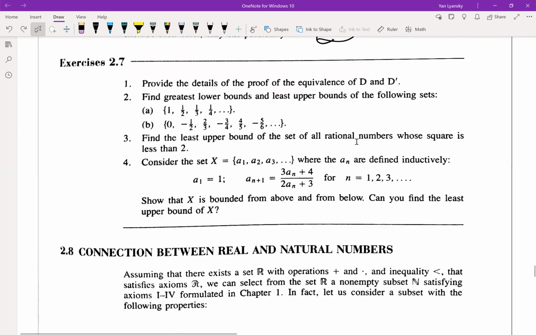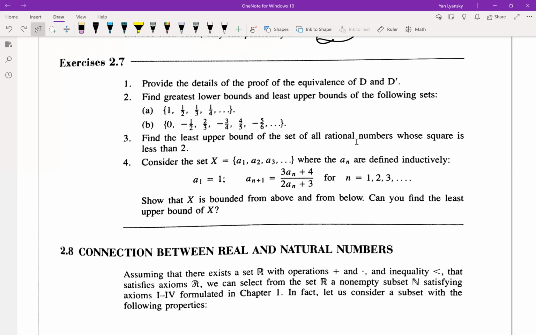All right. Do you want to talk about any of these problems or do we continue into 2.8? Your call, sir. Talk about problems. Okay, so provide the details of proof. I don't want to do that because I think I outlined it and it's really straightforward. Let's take a look at number 2. Find the greatest lower bounds and least upper bound of the following. Okay, so what is the greatest lower bound and the least upper bound?